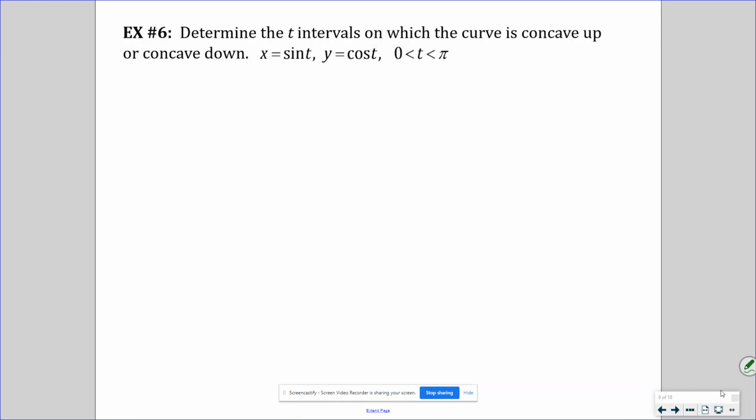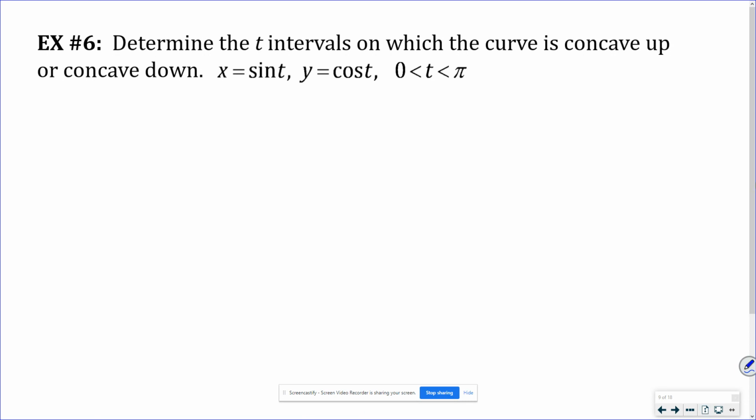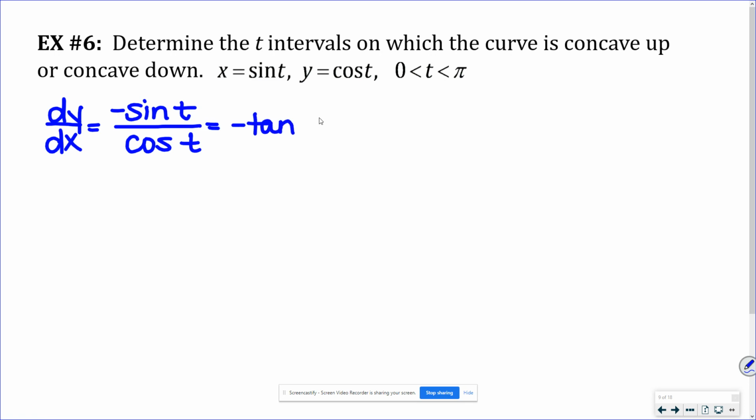All right, last question in relation to just regular derivatives is asking about concavity. So for concavity, remember that that is directly tied to a second derivative. So what we're going to do first is find the first derivative, which means dy/dt over dx/dt. dy/dt would be negative sine, dx/dt would be cosine, which I could simplify and just call negative tangent.